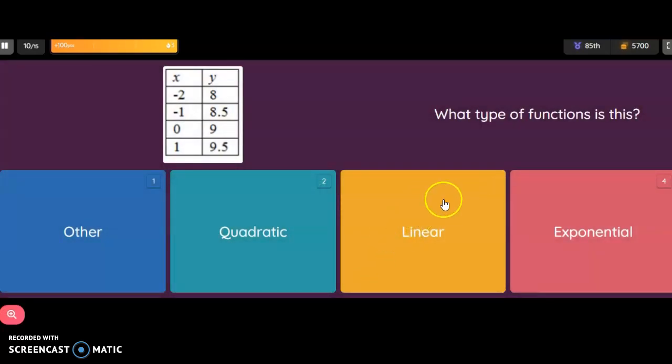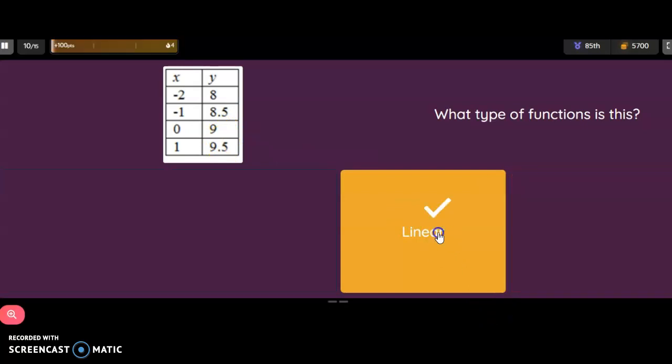Which type of function is this? Alright, so looking at this, we're going from -2 to -1 to 0 to 1, but looking at our y's, it looks like we're increasing by 0.5 every time. So that looks linear to me.